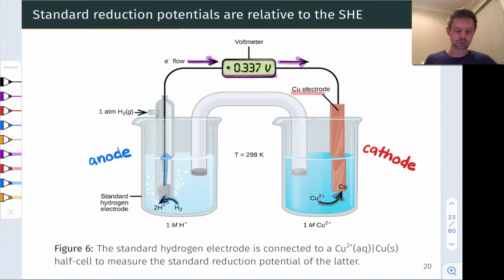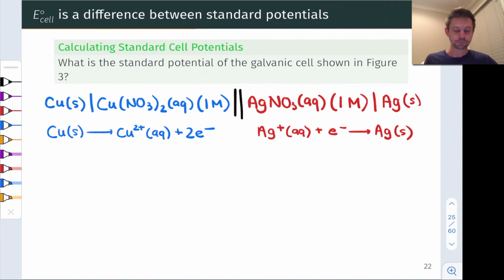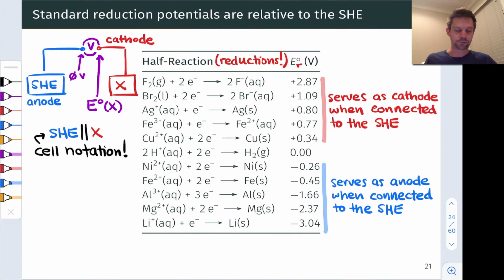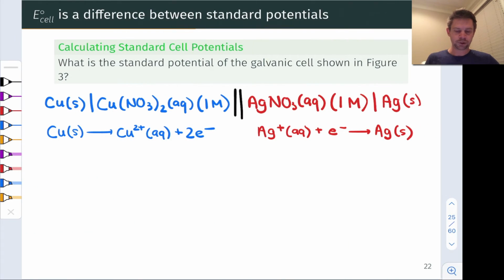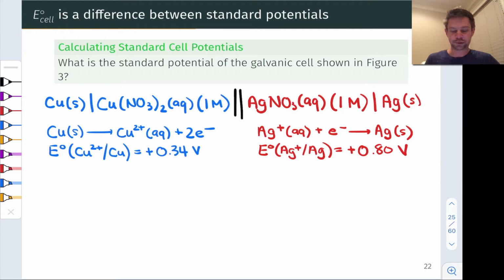So let's return to the problem and see how this works. Well, first, we need the standard reduction potentials for copper 2+ and silver 1+. And we can grab those from our table of standard reduction potentials here, for instance. So for copper 2+, that reduction potential is positive 0.34 volts. And for silver 1+, that potential is positive 0.8 volts. So let's go ahead and jot those down. So the standard reduction potential for copper 2+, 0.34 volts. The standard reduction potential for silver 1+ going to silver is 0.8 volts.